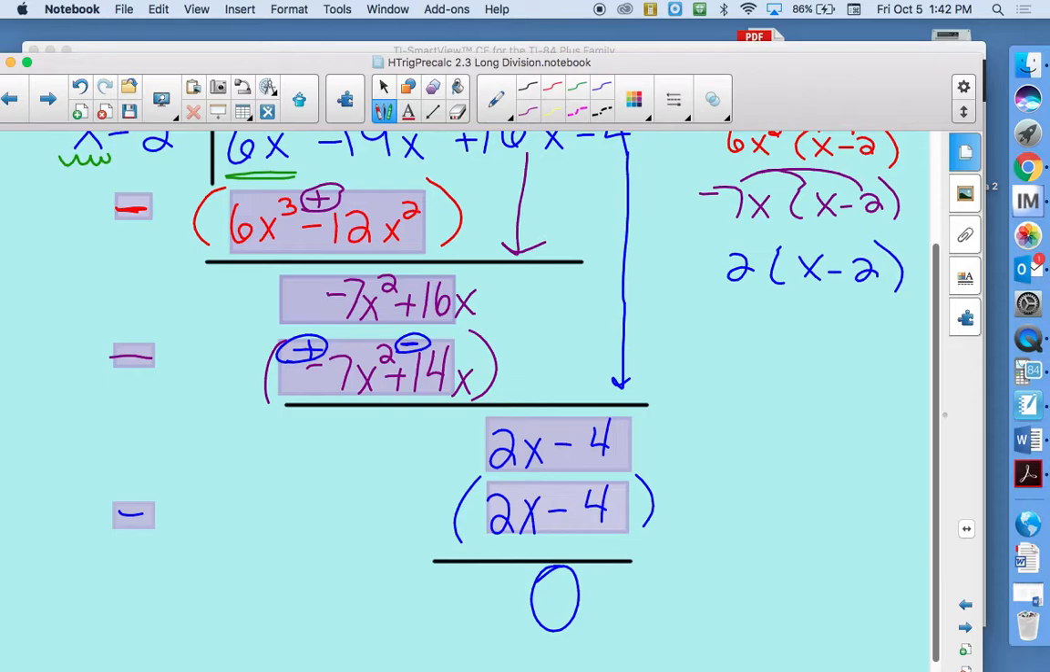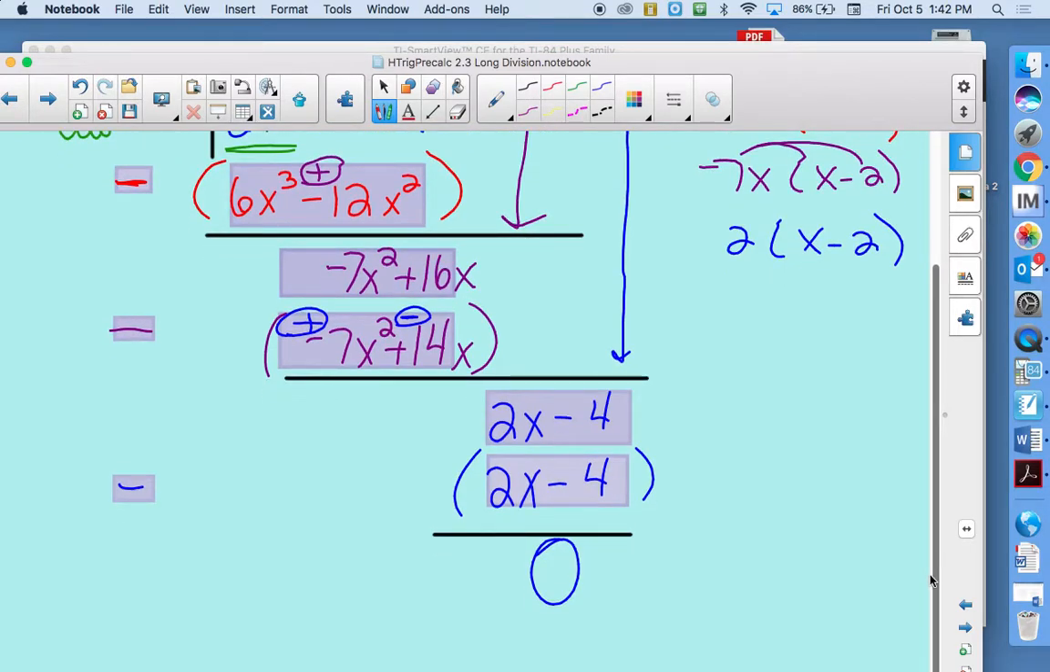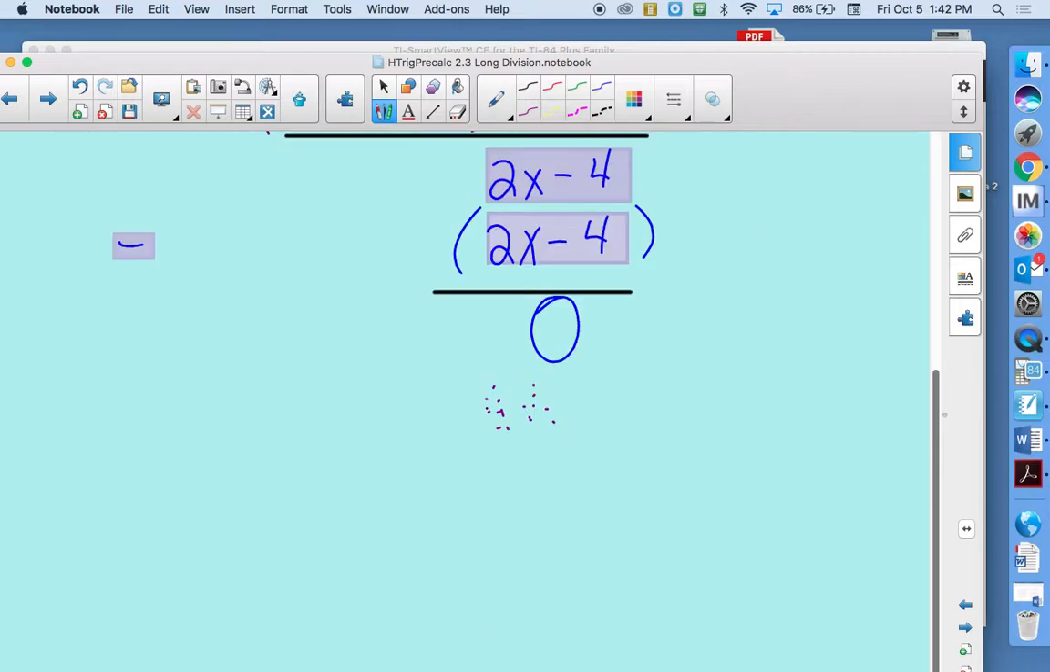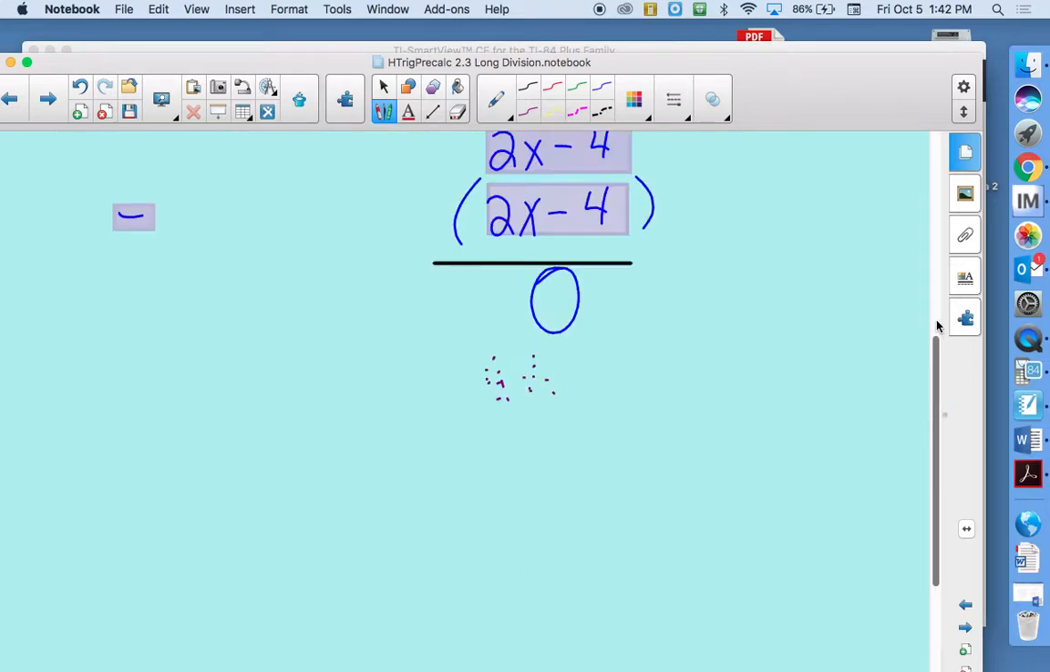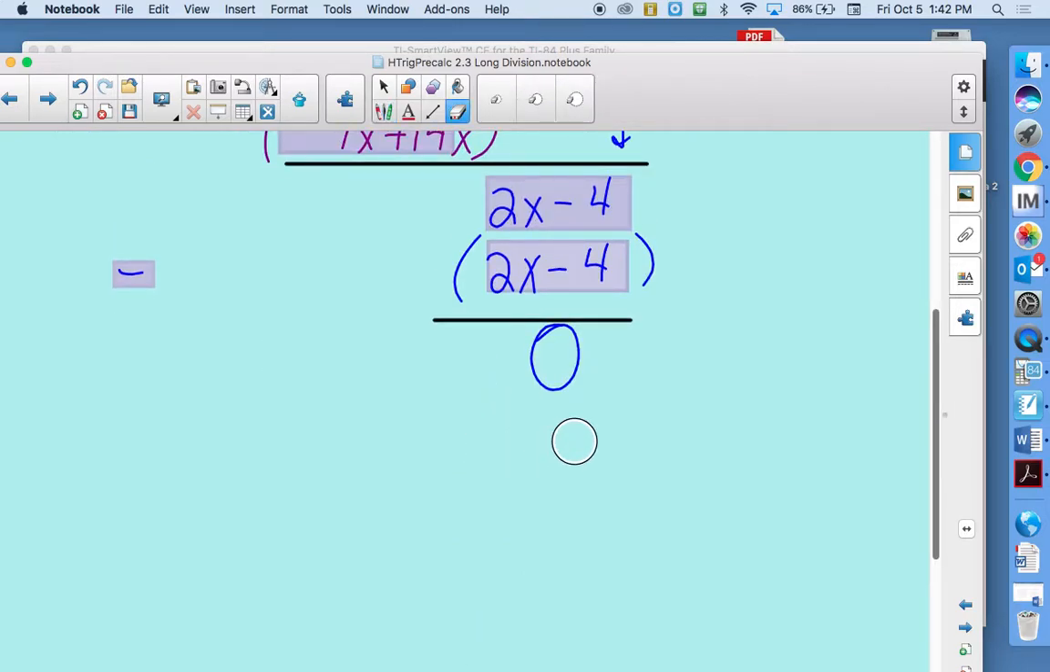Questions? You just did your first long division problem in algebra. Well done. So we're going to write the answer, because we're not going to just leave it like that on the top of the problem. Somewhere down here. There we go.